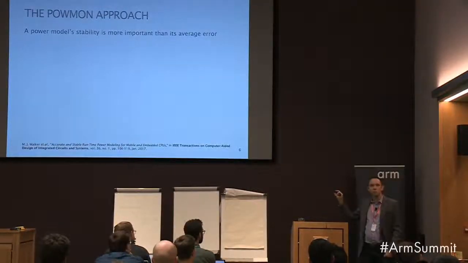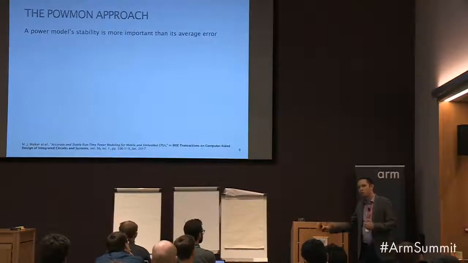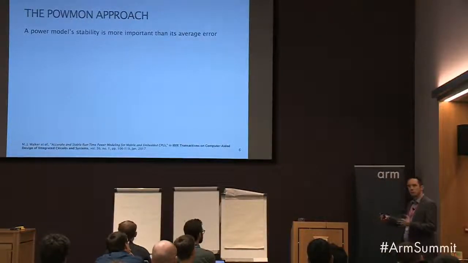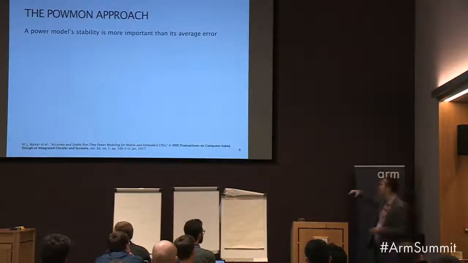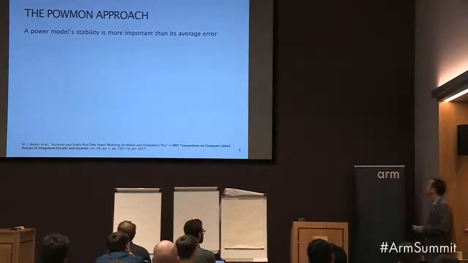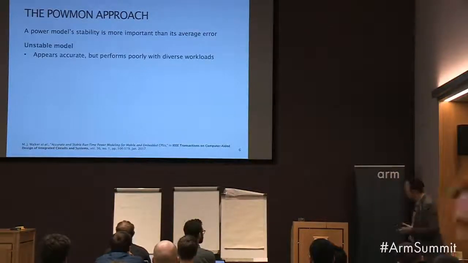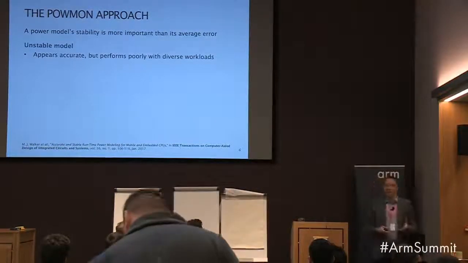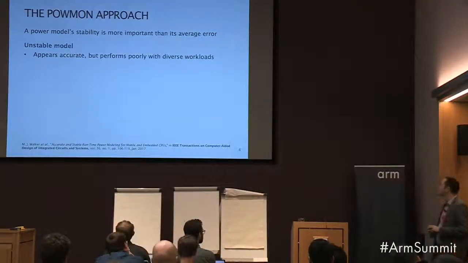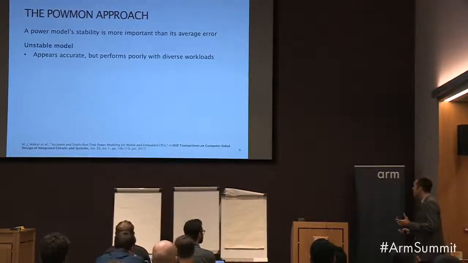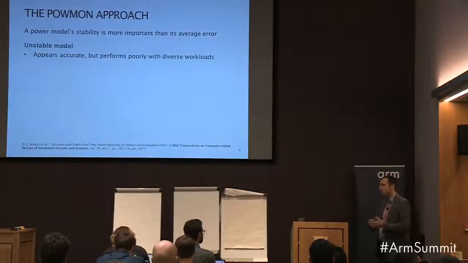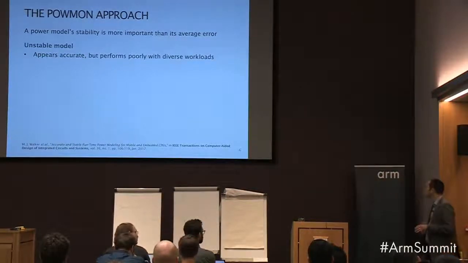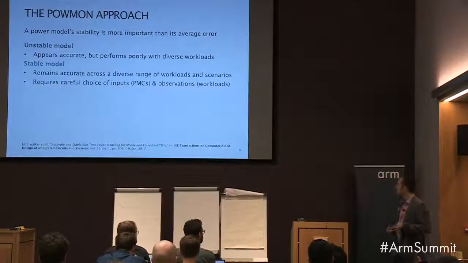And actually the stability of that model, or the ability of the model to work with workloads that it hasn't seen before, and a diverse set of workloads, is more important than how well it performs. Because there's no point having one that works very well with one application if that's the only application it works well with. So we would define an unstable model as one that might appear accurate through the testing that they've performed, but if you start to throw other applications at it, it will have massive errors and not provide a good prediction of the power consumption, whereas a stable model remains accurate across a variety of workloads.